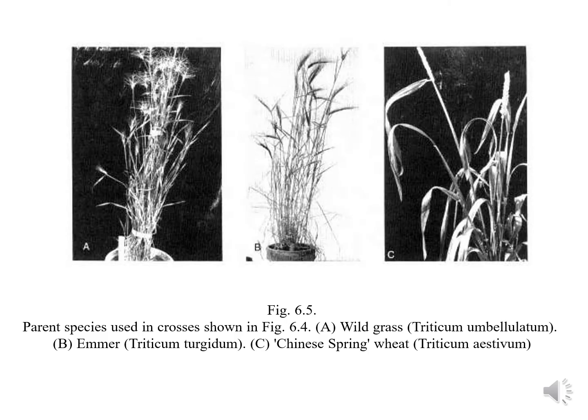This slide shows the 3 different genotypes that we utilize in this experiment. A has the wild grass, B is the emmer or Triticum turgidum, and C is the Chinese Spring. So we have A diploid, B tetraploid, and C is hexaploid.